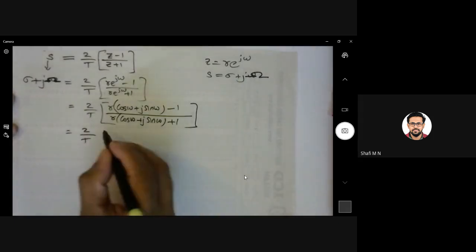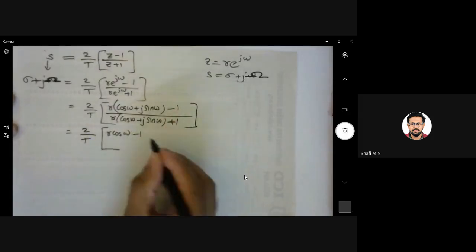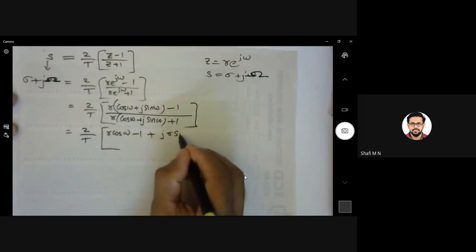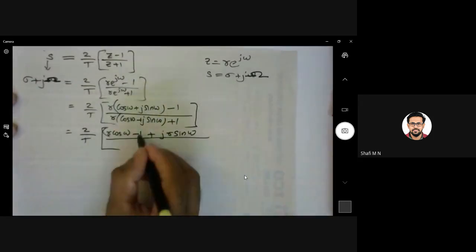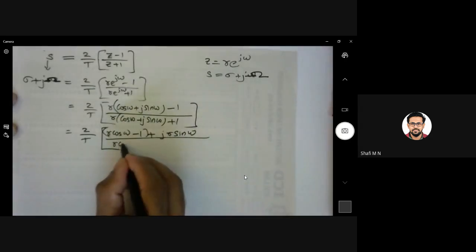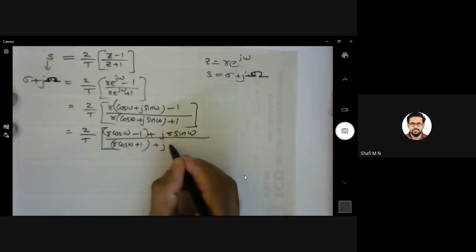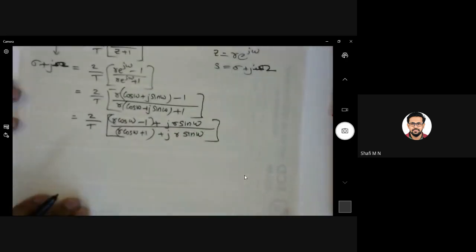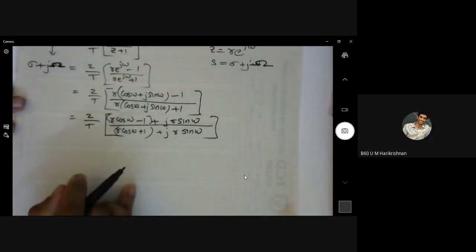So 2 by T into, just open the brackets, you will have r cos omega minus 1, that is the real part, plus j r sin omega. That is the imaginary part of the numerator. Similarly, with the denominator also, you can write r cos omega plus 1 plus j r sin omega. Is that okay? Yes, okay.